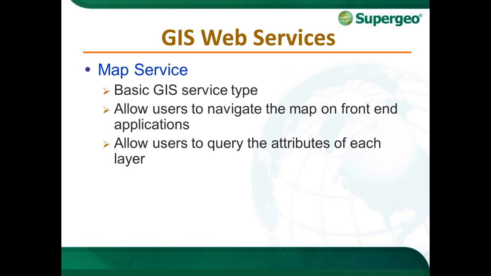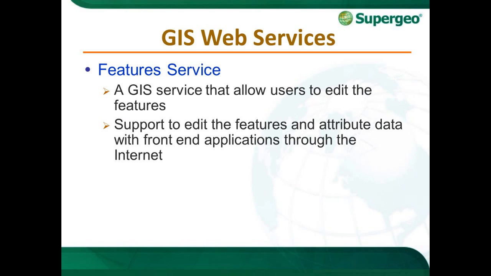The map service, which is the basic GIS service type, allows users to navigate the map in front-end applications. It also allows users to query the attributes of each layer. The feature service is a GIS service that allows users to edit the features, and it supports editing feature and attribute data with front-end applications through the internet, which is actually web pages or some of the devices or applications.